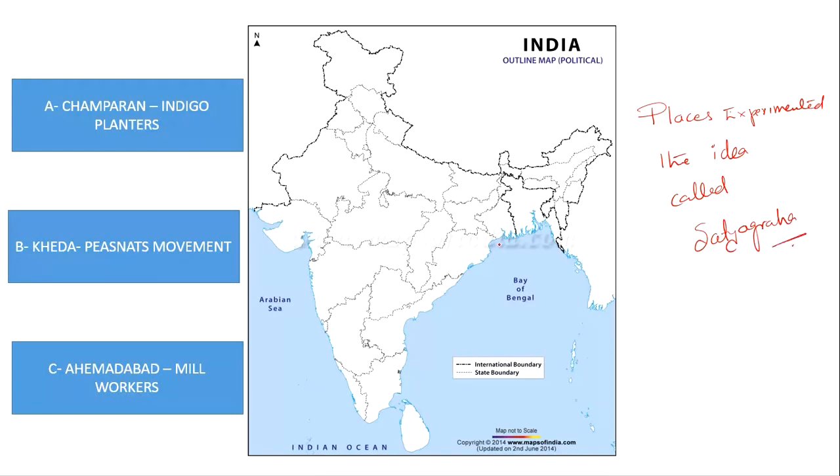So let's locate three places. Champaran, where does Champaran come? We will go to Bihar. You can locate here. Look at the place, exact place we are locating here, Champaran. And as usual, we have to connect properly. If it is A or 32, let's take 32.1. Okay, you will write Champaran.